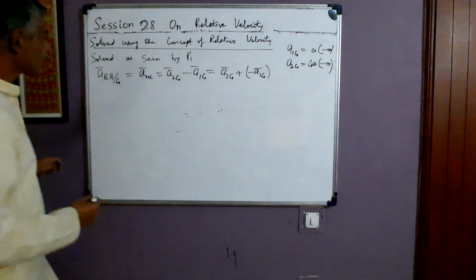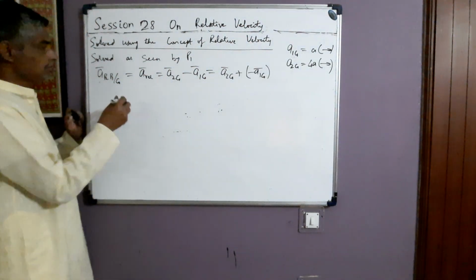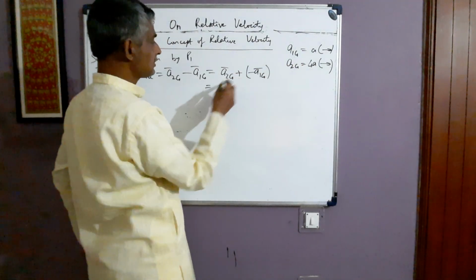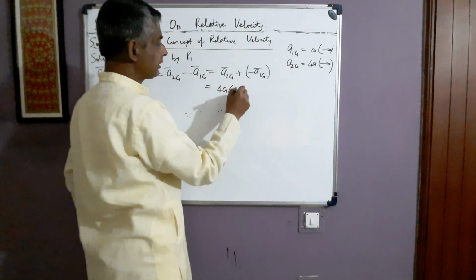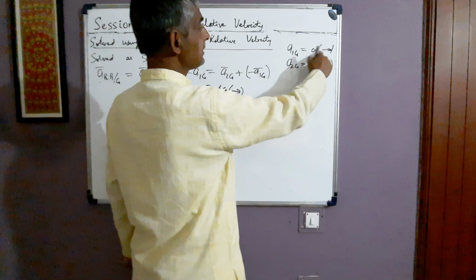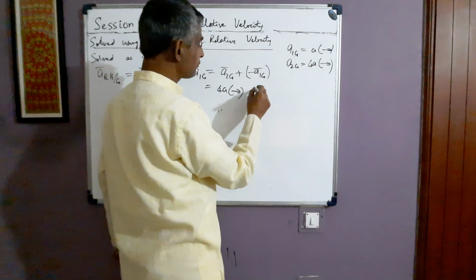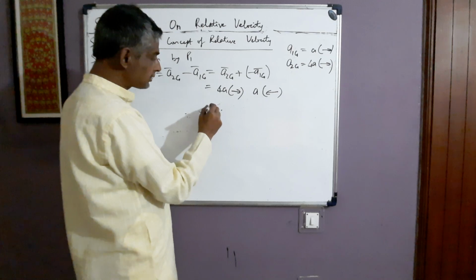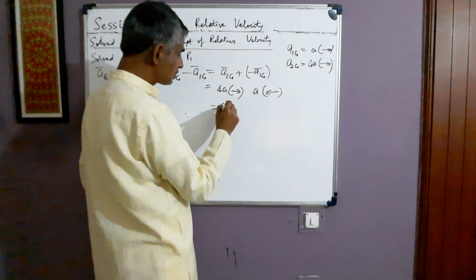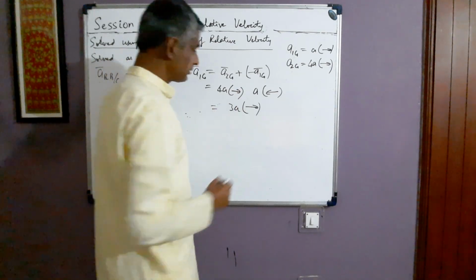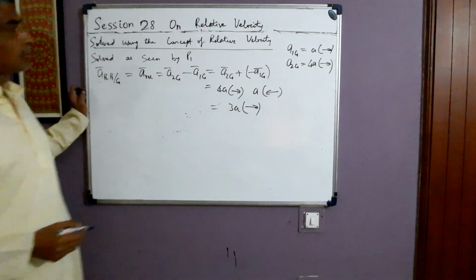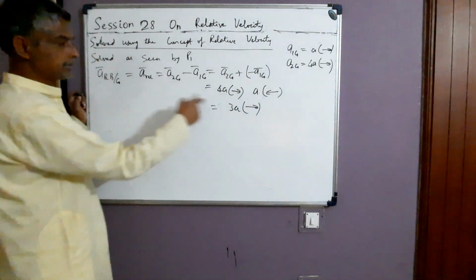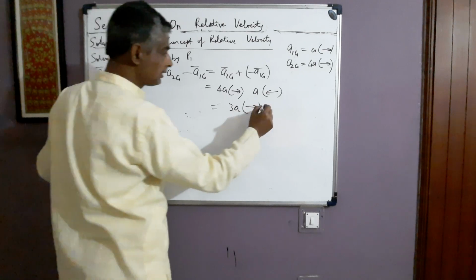Now we find this a relative first. a2G is 4A rightward. a1G is A rightward, so minus a1G is A leftward. Now we add these vectorially, by the vector addition rule. This will be 3A rightward. So the relative acceleration of P2 with respect to P1 in the ground frame is 3A rightward. This is a relative, constant.